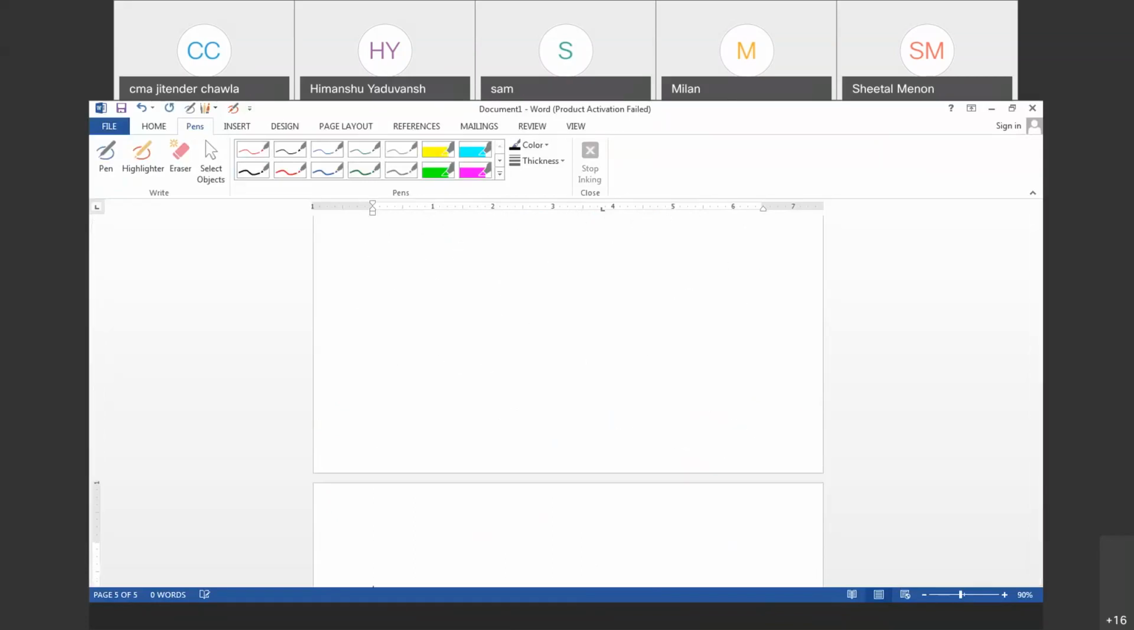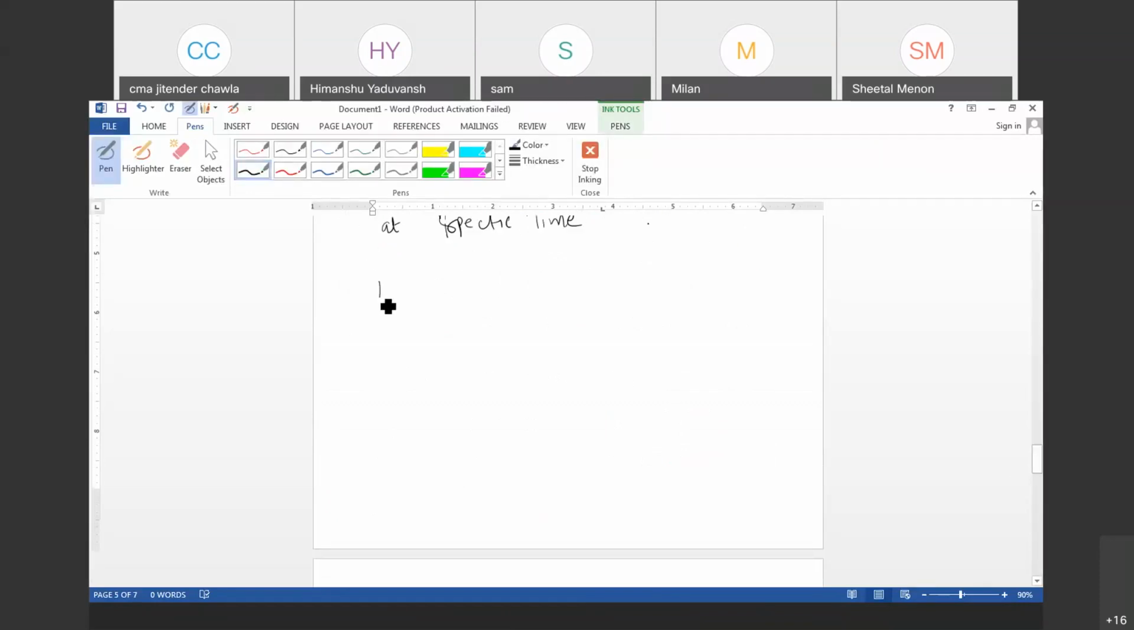Okay, let's begin with our market demand curve. Market demand curve is a graphical representation of market demand schedule.